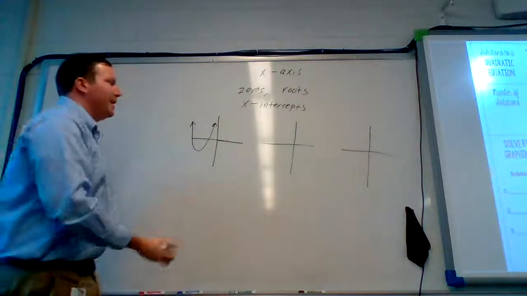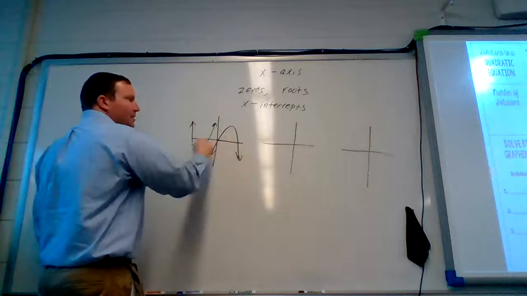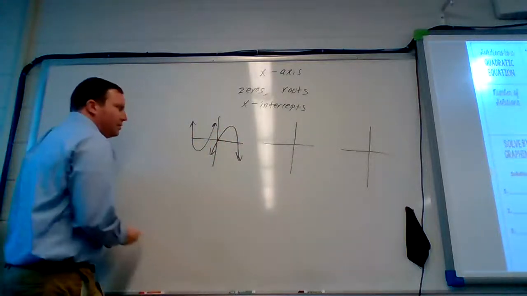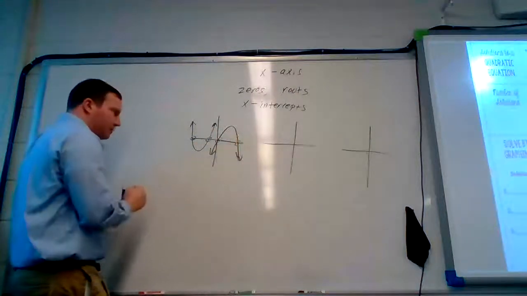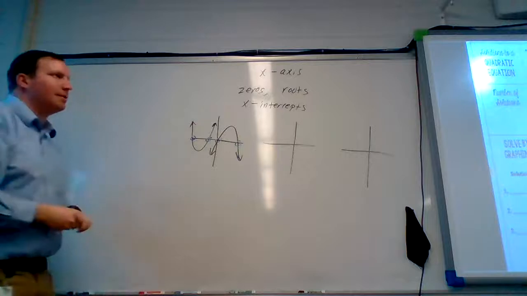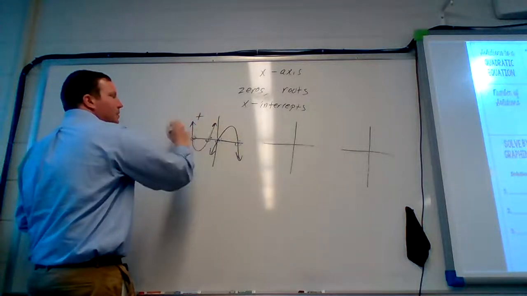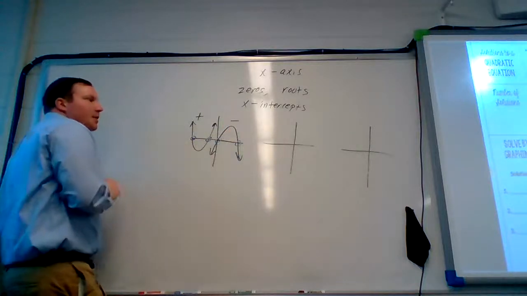Or if it's a negative leading coefficient quadratic and our vertex is above the x-axis. Because again, both of these have two x-intercepts or two zeros. You can write both of those on this one. So again, this has a positive leading coefficient. This one has a negative leading coefficient.